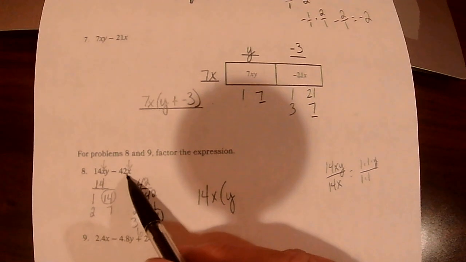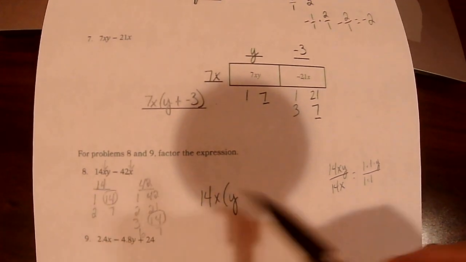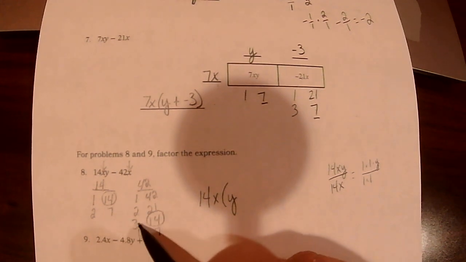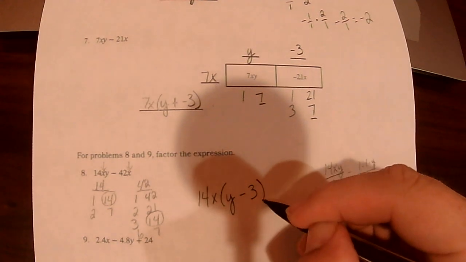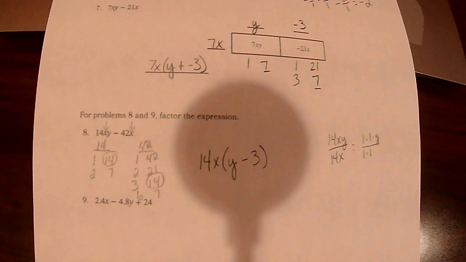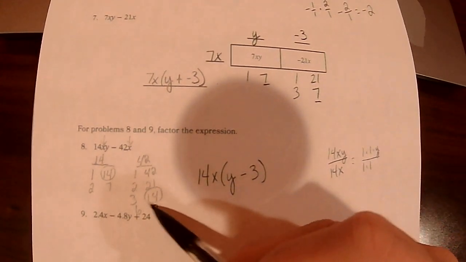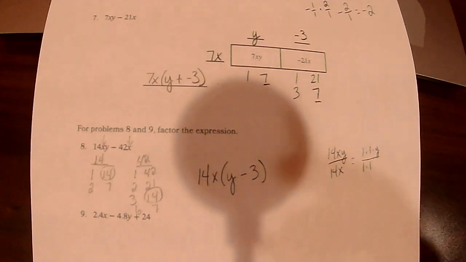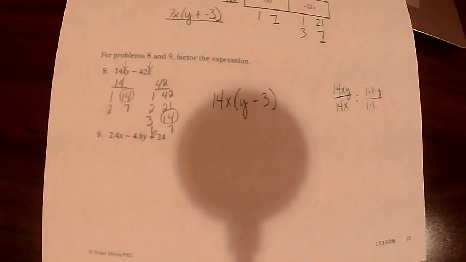I pulled the x out, so there's no x left anywhere in this 42. And 14 times 3, so minus 3 or plus negative 3 is going to be my expression in the parentheses. Now, could you have pulled 7 out or 2 out? Yes, absolutely. It would look a little different, but that would be okay as well.